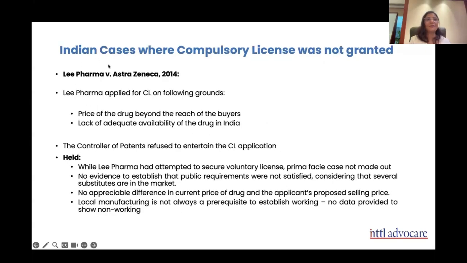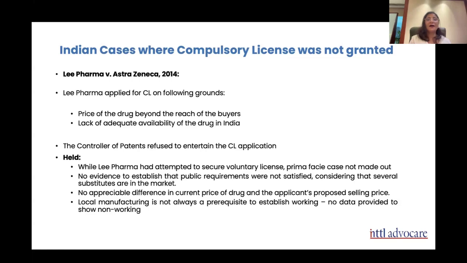Lastly, this is a case of Lee Pharma versus AstraZeneca. AstraZeneca had a patent for sitagliptin, an anti-diabetic drug, and Lee Pharma applied for compulsory licensing on the grounds that the price of the drug was beyond the reach of the buyer, and there is a lack of adequate availability of the drug in India. The controller of patents refused to entertain the compulsory licensing application. Lee Pharma had attempted to secure a voluntary license, so this condition is made out. However, no evidence was produced that the public requirement was not satisfied, whereas there were several other substitute drugs.